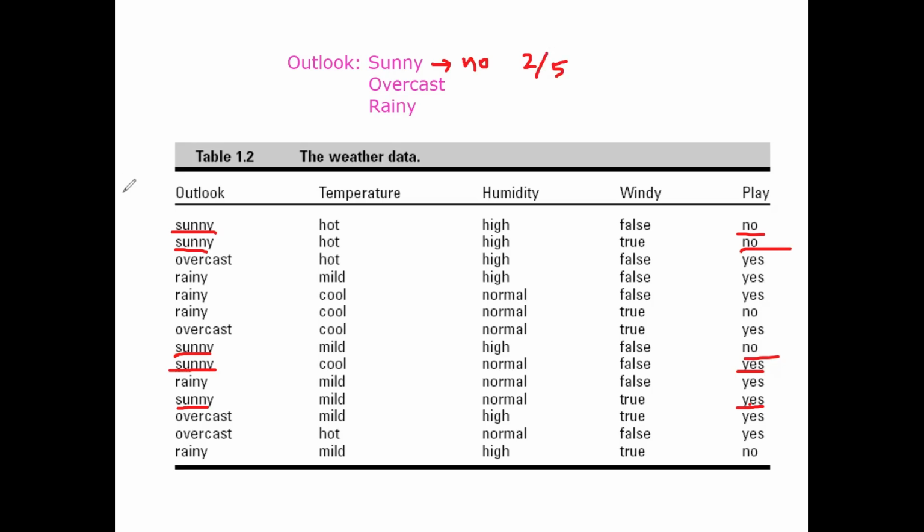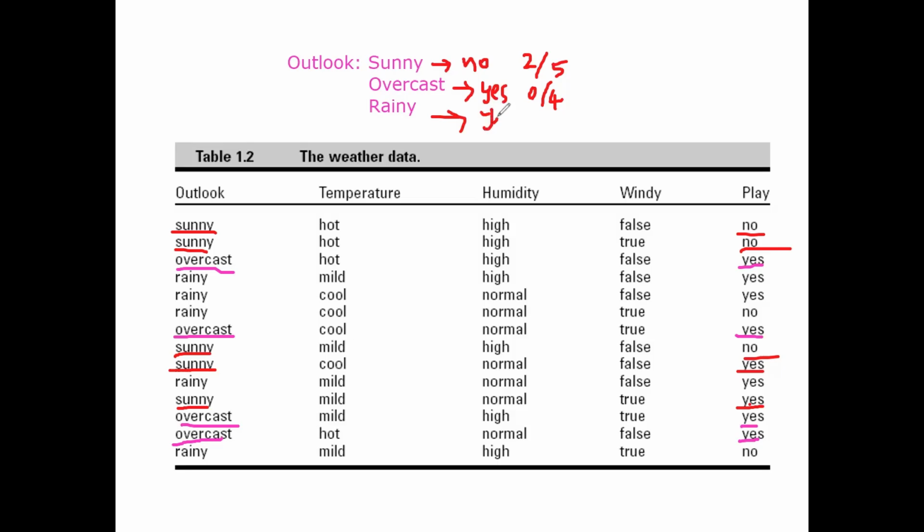Similar to that, look at overcast. Every time you look at overcast, together with the class label, it's yes and yes. So what you can notice is, when you say overcast, it's always yes, right? We say that it's classified as yes. We have 4 out of 4, so there are no errors. Error is 0 divided by 4.